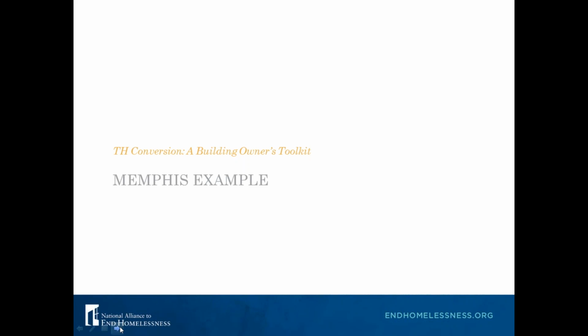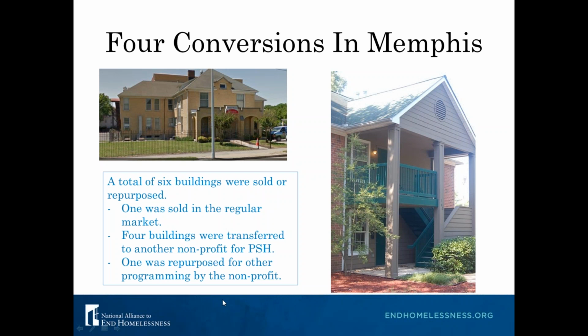If you could advance the slide. So there were a number of conversions, but there were four specifically that took place that involved buildings that were owned by the nonprofit. So four agencies went through these conversions, and they impacted a total of six buildings that were owned.